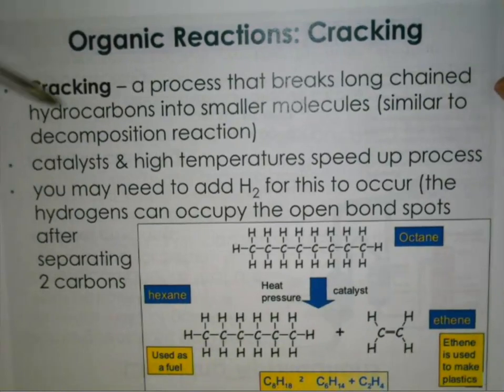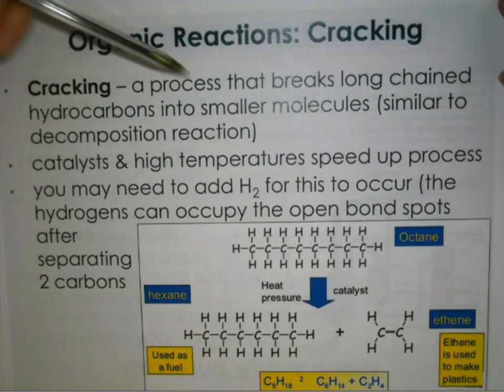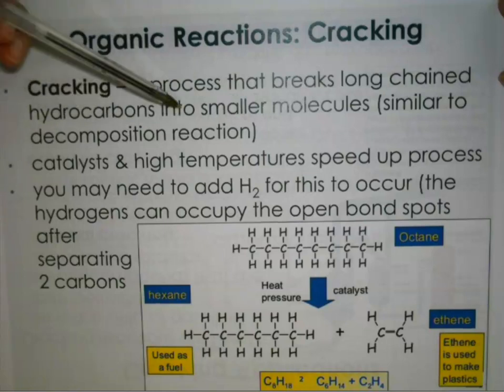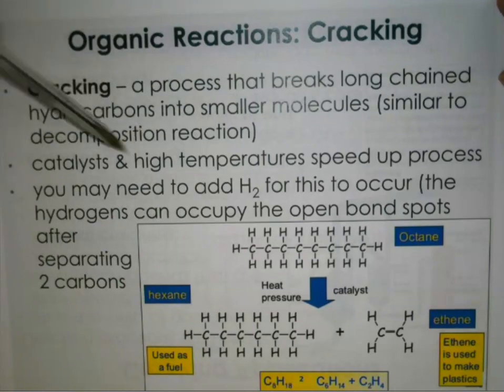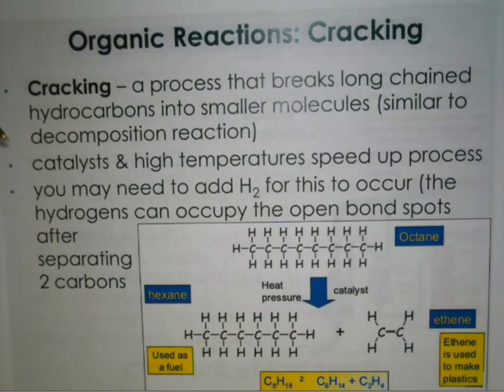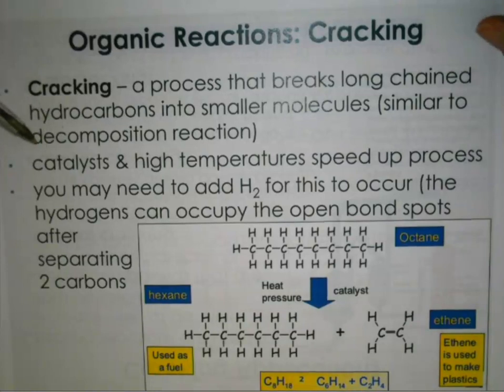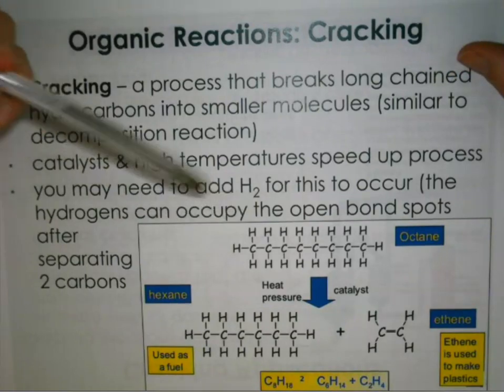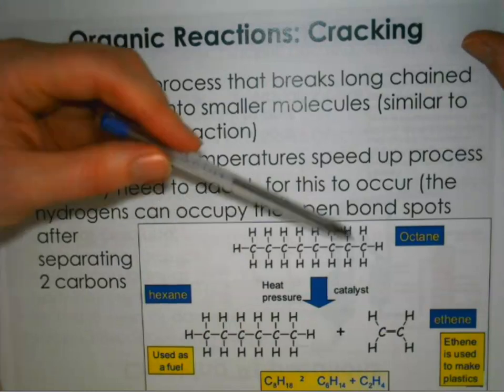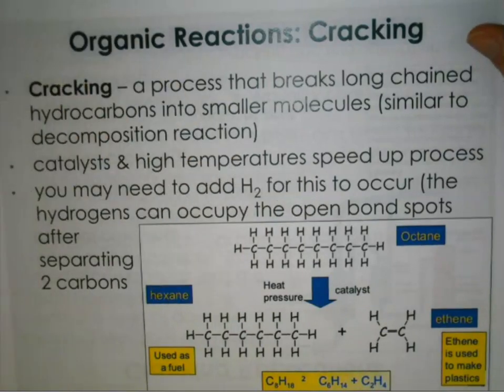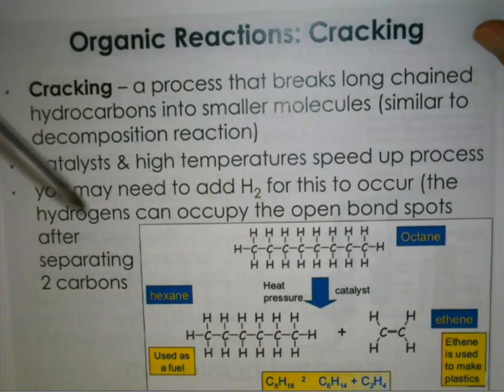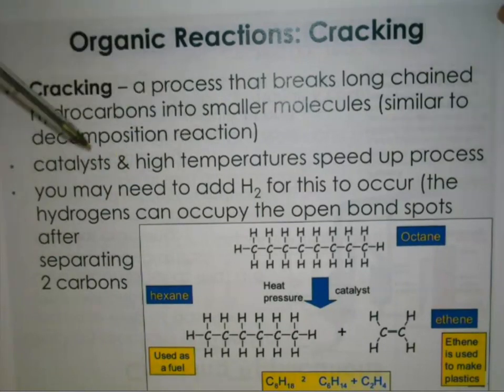So cracking, just like the name implies, when we crack something, we break it apart into smaller parts. That's exactly what we're doing with the organic reaction of cracking. It's a process that breaks long-chained hydrocarbons into smaller molecules. It's similar to what we learned as a decomposition reaction in Science 10 and Chem 20. The only difference is that for most of those, we were using ionic compounds that were quite simple to break apart into two separate components, whereas with this, we're looking at larger molecules and breaking them into smaller molecules. So it's a little bit trickier to predict. Like I said, you don't have to be able to predict the products for this type of reaction, just the general idea of what's happening in the process.